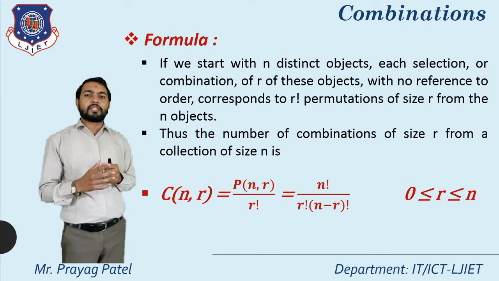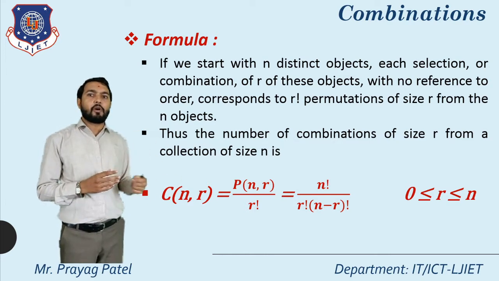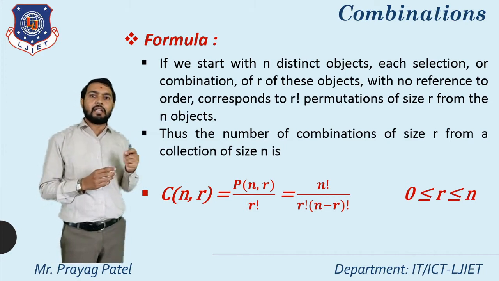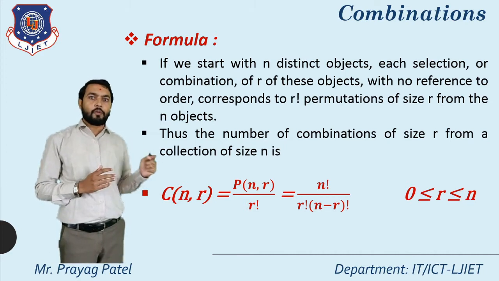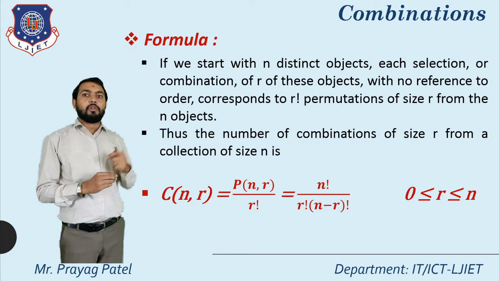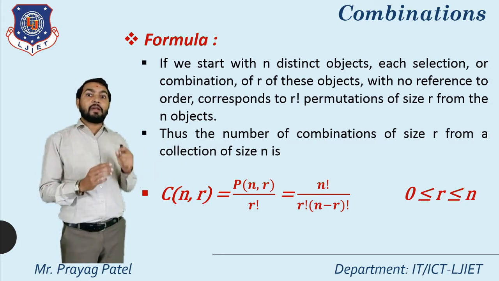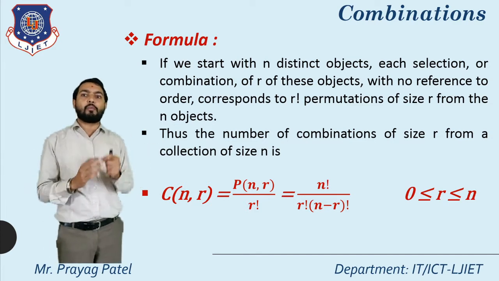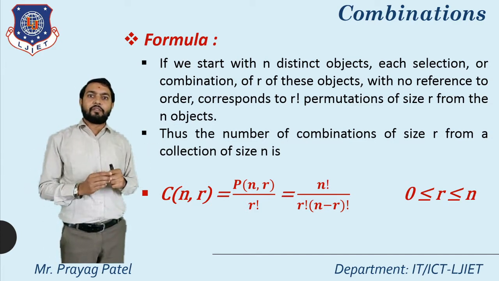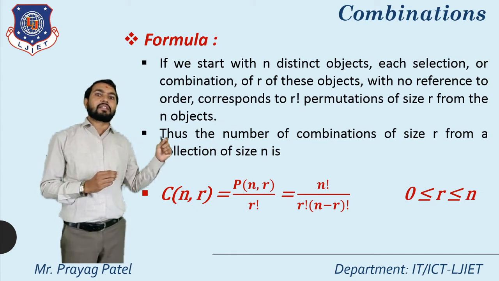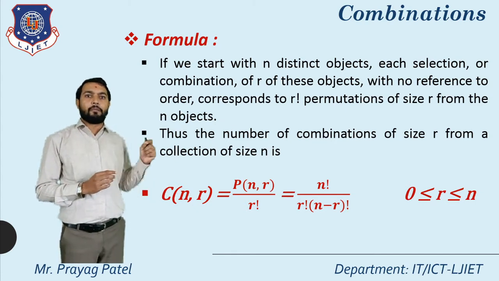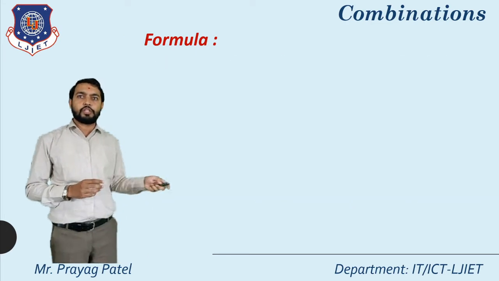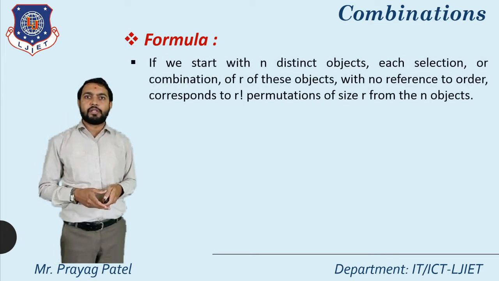So what is the number of combinations? Here it is equal to P of n R divided by R factorial. P of n R means n factorial upon n minus R factorial. So the final equation for the combination is n factorial divided by R factorial into n minus R factorial, for values of R and n where 0 is less than or equal to R, which is less than or equal to n. So this is the common formula for the combinations.